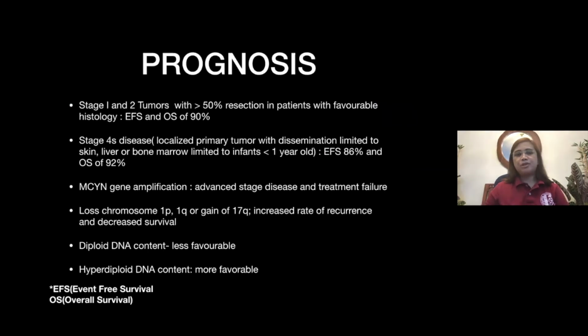However, tumors with MYCN gene amplification are advanced stage disease and they are at high risk of treatment failure. Loss of chromosome 1p, 1q, or gain of 17q have an increased rate of recurrence and decreased survival. The presence of diploid DNA content makes the tumor less favorable, and the presence of hyperdiploid DNA content makes the tumor more favorable.